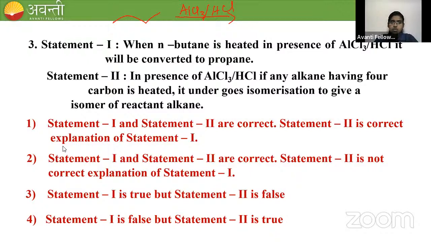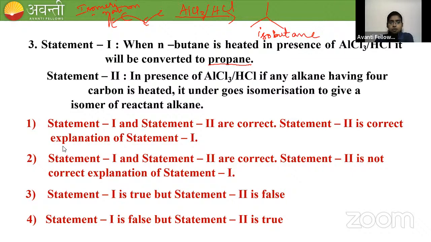No. This reaction we have discussed in the class. The name of the reaction is isomerization reaction, right? The 4 carbon containing alkane, N-butane, will give isobutane. So this is the product that you get from this reaction. But in this statement, it says that you will get propane. So we are not getting propane, we are getting isobutane. So statement 1 is false.